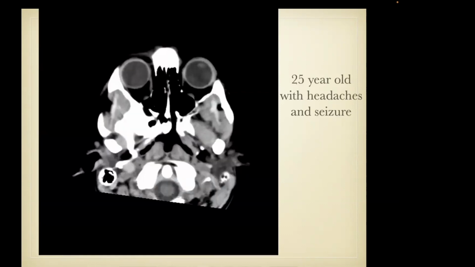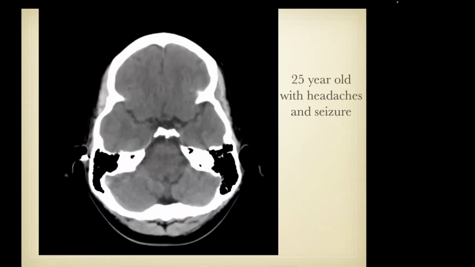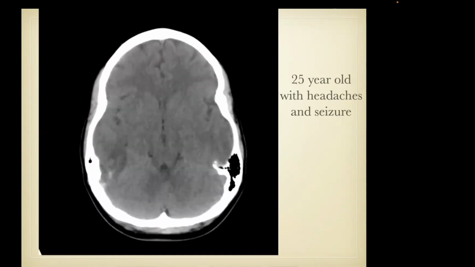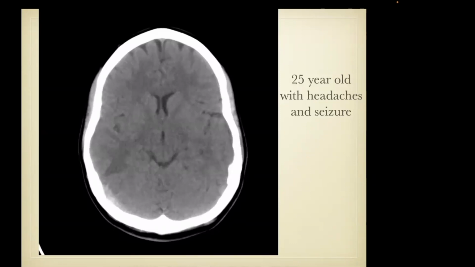Now let's look at this patient. This is a 25-year-old with headaches and a seizure. As we go cephalad through our stack of images, you'll notice there is an asymmetric area of low attenuation here with a little bit of hemorrhage. Again, your differential should include venous disease, but oftentimes we all fail in starting with that possibility.